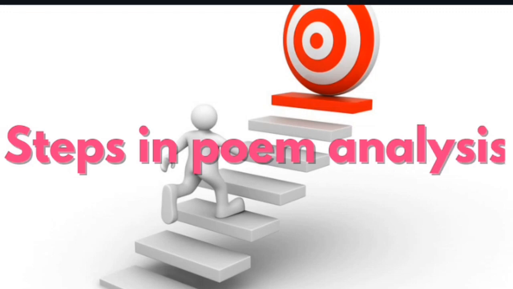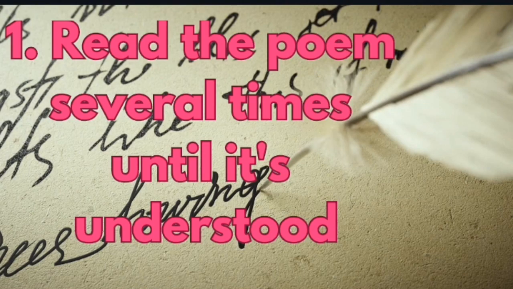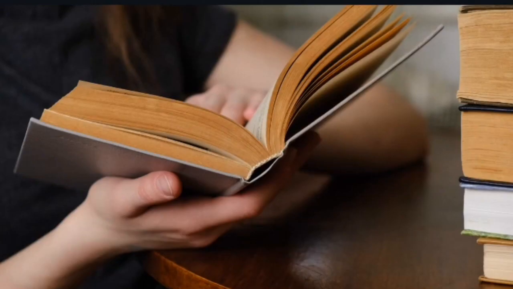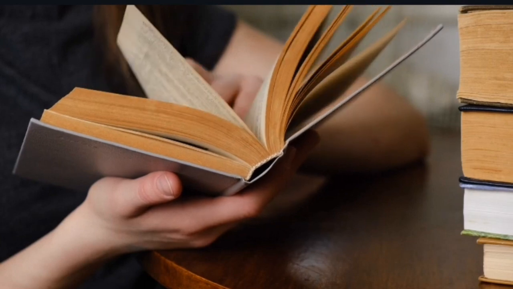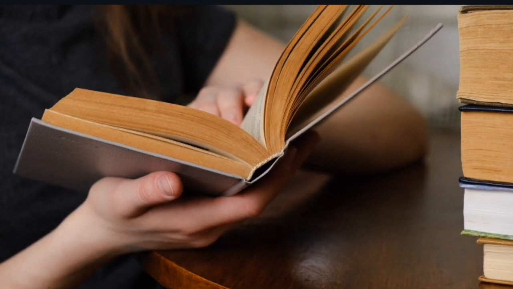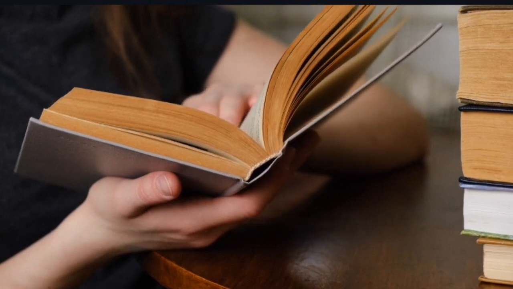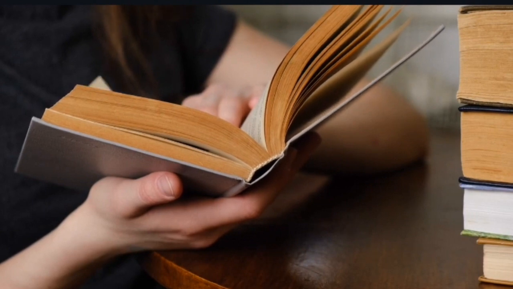Steps in poem analysis are: 1. The first thing you should do is read the poem several times until it is well understood. Read the poem as many times as possible to grasp the content or the main idea of the poem. This is the very first step in poem analysis.